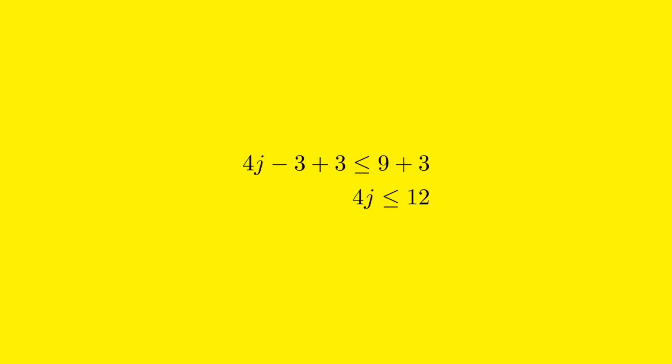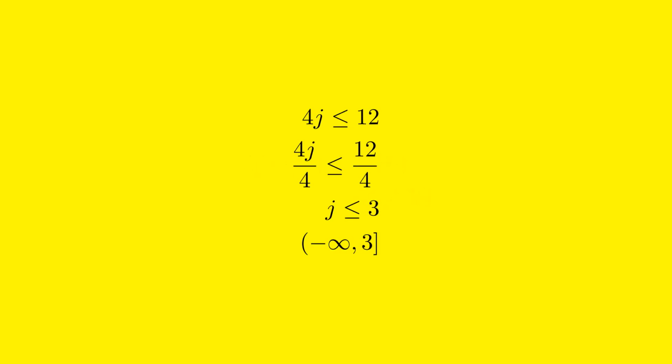To begin solving the inequality 4j minus 3 is less than or equal to 9, we need to isolate the variable j. First, add 3 to both sides of the inequality to remove the minus 3 from the left-hand side. So the inequality becomes 4j minus 3 plus 3 is less than or equal to 9 plus 3. This simplifies to 4j is less than or equal to 12. The reason we add 3 to both sides is to keep the inequality balanced, similar to how you would keep both sides equal when solving an equation. Now, we are ready to move on to the next step.